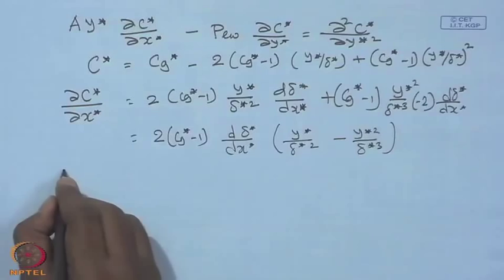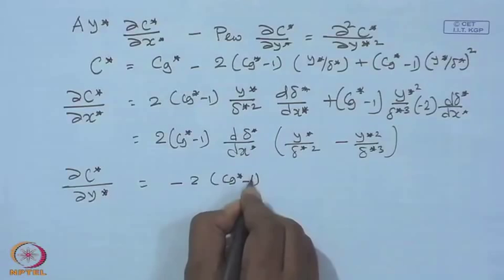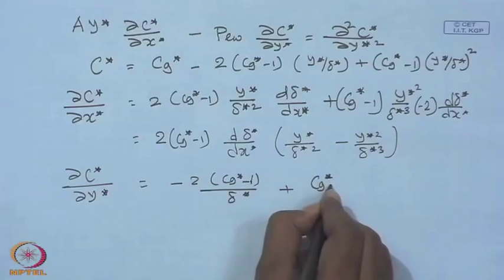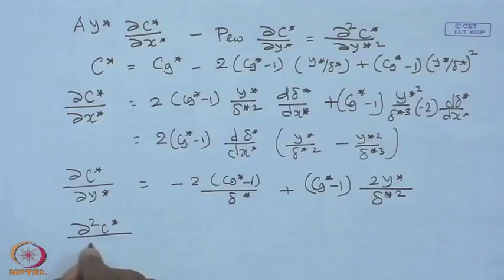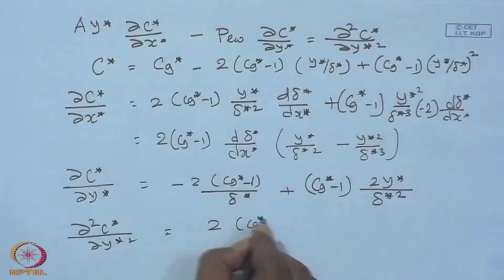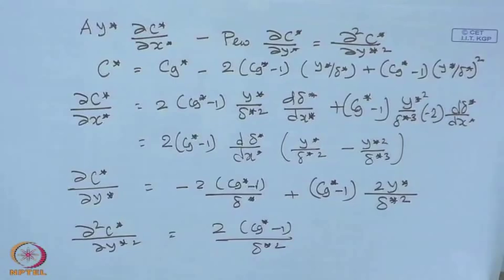Then we take the derivative del C star del y star, which is equal to minus 2 (Cg star minus 1) over delta star plus (Cg star minus 1) 2 y star by del star square. And del square C star del y star square will be 2 (Cg star minus 1) over del star square. Okay. Now, we write down the governing equation. So, we just substitute everything there and see what we get.